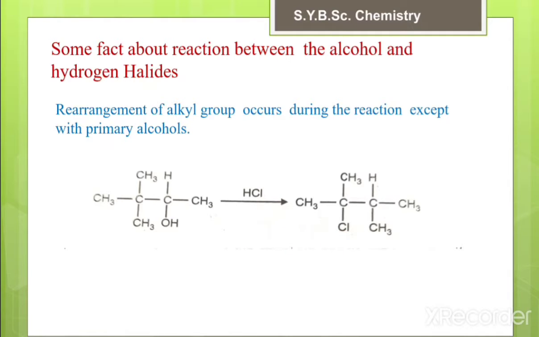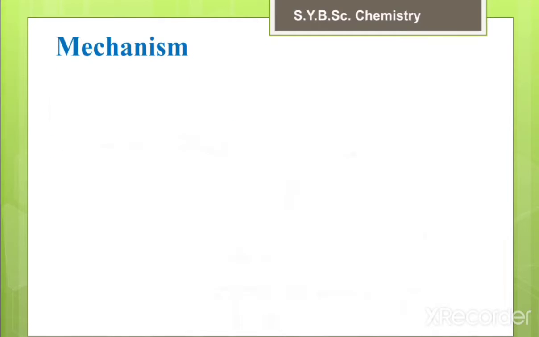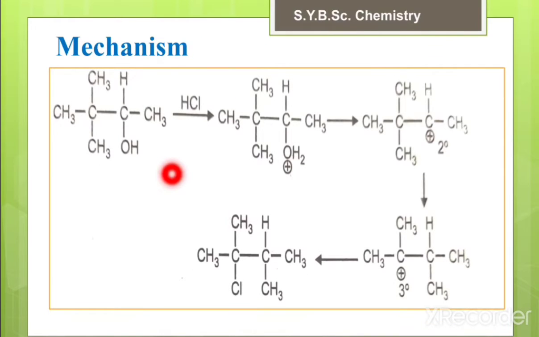Let us see the mechanism. In the mechanism, the first step is the protonation. That means this hydroxyl, the oxygen carrying a lone pair, will abstract this proton. That means here OH is converted into OH2 plus. Now then, just warm the reaction mixture or just shake it. Then there is removal of a water molecule. Here we get the secondary carbocation.